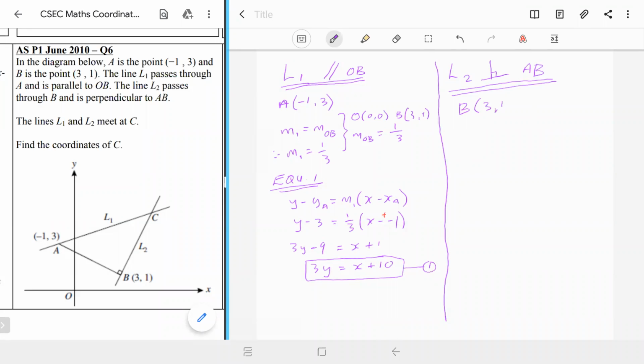Remember, to find the equation, I need the gradient and a point. So we're going to write down what we know. We know the point. All we don't know is the gradient. So see here, the gradient of line 2 is -1 over the gradient of AB because they're perpendicular. This is B.